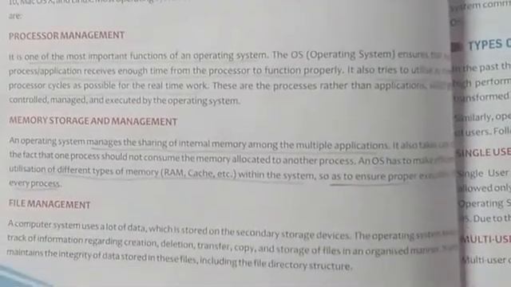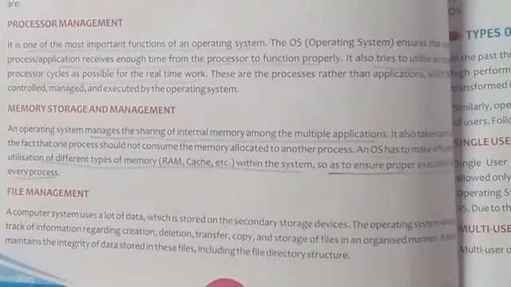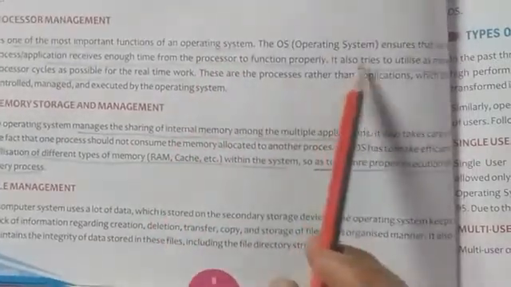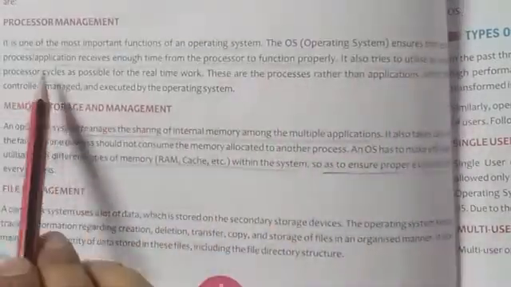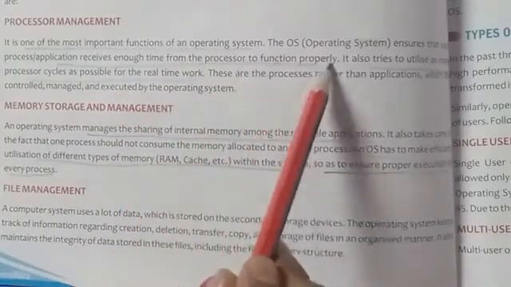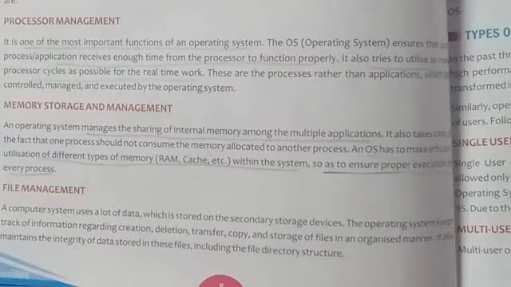Firstly we have processor management. It is one of the most important functions of an operating system. The OS ensures that each process or application receives enough time from the processor to function properly. For example, if we have to do any particular task, the operating system will manage each and every task. One by one it will run our activities, one by one it will run our work.